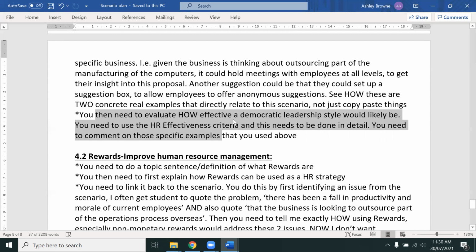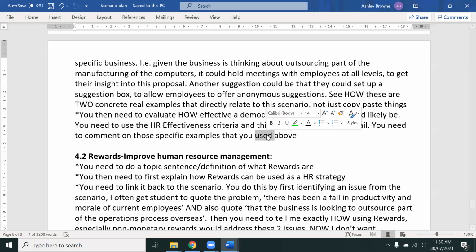You need to evaluate how a democratic leadership style would likely lead to an improvement in HR effectiveness. So remember the effectiveness criteria. We're talking about if it does the democratic leadership style, it will probably see less disputation. It will likely see increased worker satisfaction, but also don't just mention all 7 of them. Mention 2 only, but explain how a democratic leadership style will likely lead to a reduction in workplace disputation. Explain that and how it works to get that.